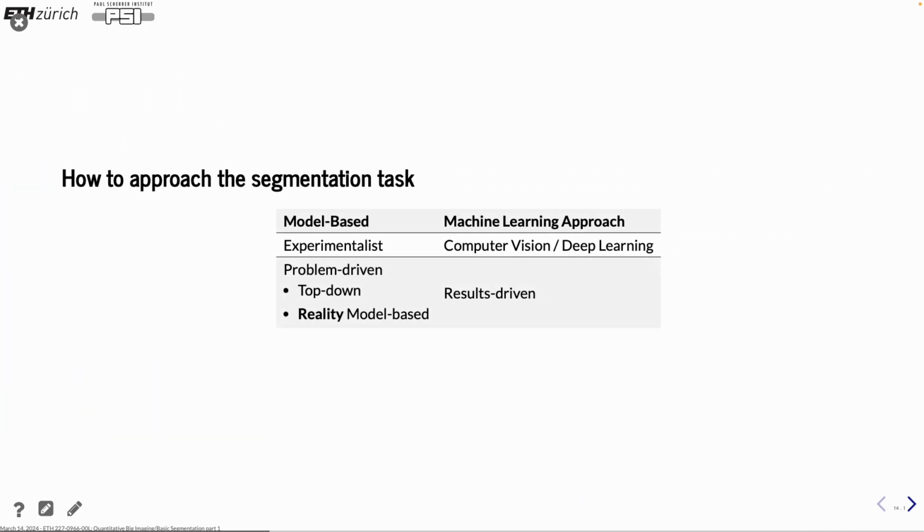Yeah, so here we can see we have different approaches. So the experimentalists are going more model-based, and computer vision and deep learning, they are more looking into the results, so are really depending on having a ground truth.